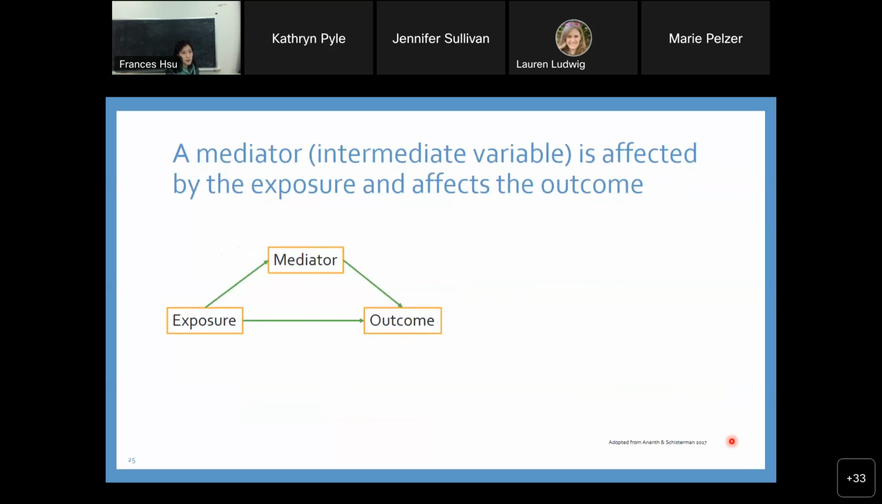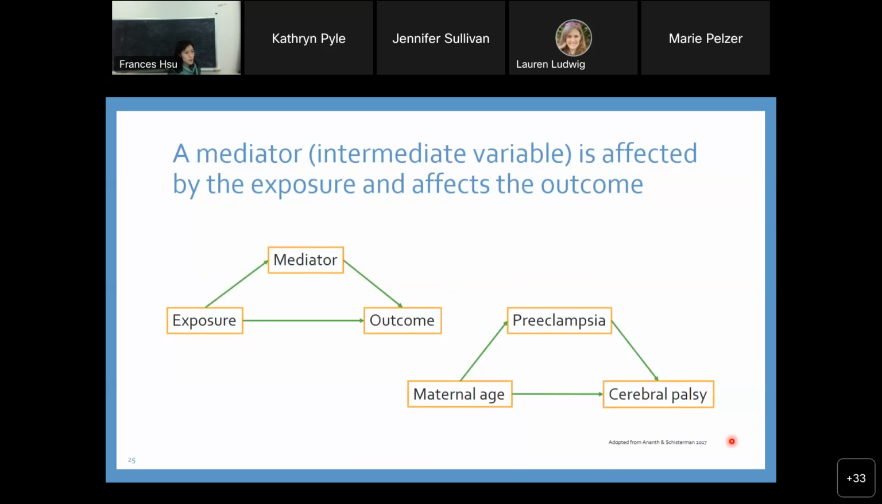A mediator or intermediate variable is affected by the exposure and affects the outcome. So in our earlier example, a maternal age is likely going to affect your chance of preeclampsia, which will also then affect your chance of cerebral palsy.